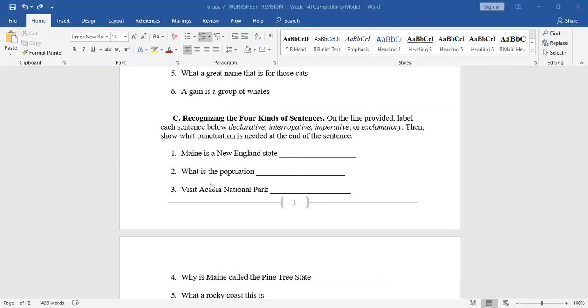What is the... Question mark. Okay. Interrogative. That's good. Who is next? Imperative. Okay, that's good. Imperative. Full stop.